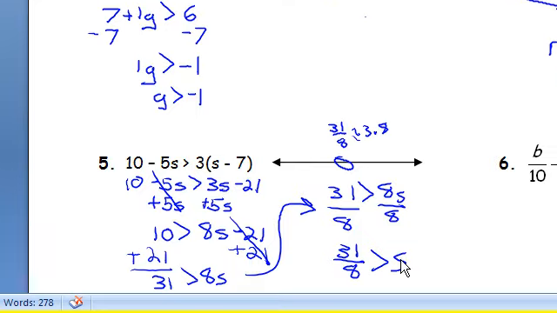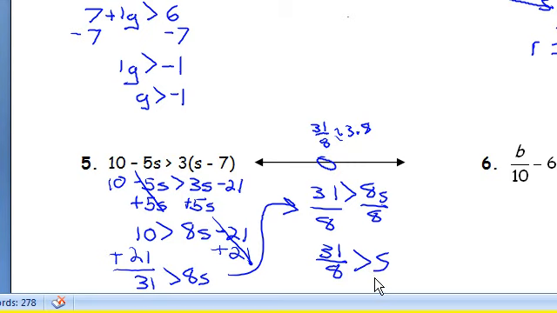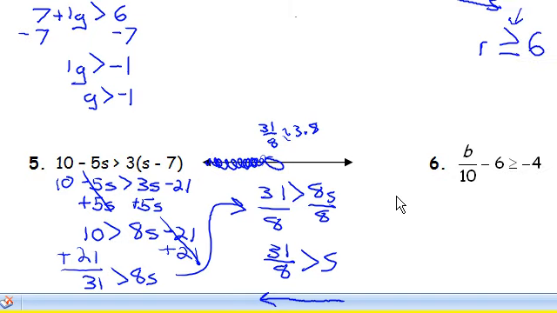So, this says s is less than 31 over 8. Remember, you always want to read the inequality starting with the variable so that you make sure that you shade the right way. So by reading my answer with the variable, I read s is less than 31 eighths. So I know to shade to the left. S is less than 31 eighths.